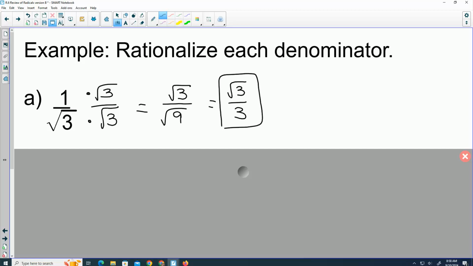Are they the same? Yes. I haven't changed my problem. I just rewrote it. So those are equivalent. And it is rationalized because the radical is no longer in the denominator.